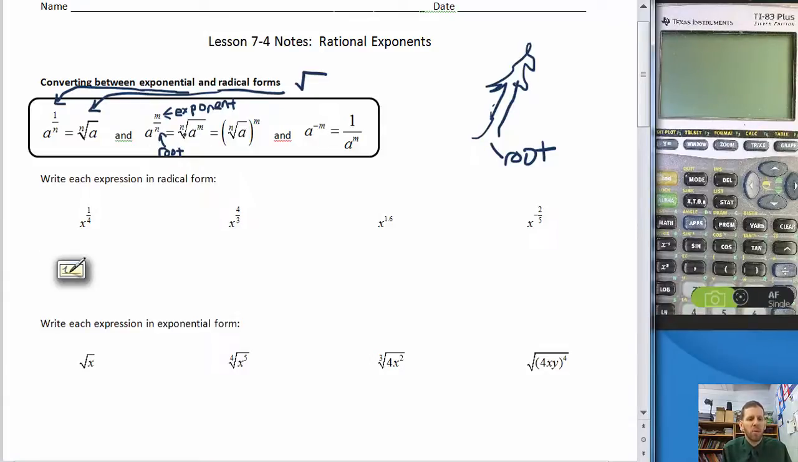And when we write something in radical form, the root kind of goes out in front here. A, and then your exponent is still in the exponent here. If you want to write this with parentheses, you can do that. You can write it as the root first and then the exponent second.